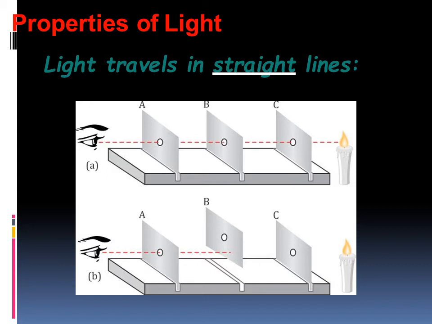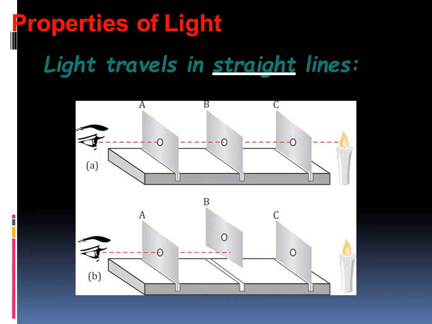So this proves that light always travels in a straight line. You all can also do the experiment. It doesn't require any general instructions or expensive materials or whatsoever. So this proves that light travels in a straight line.